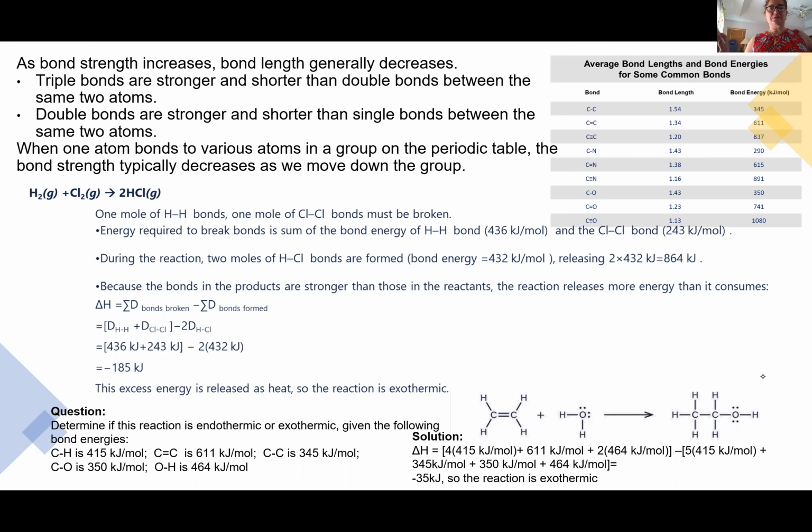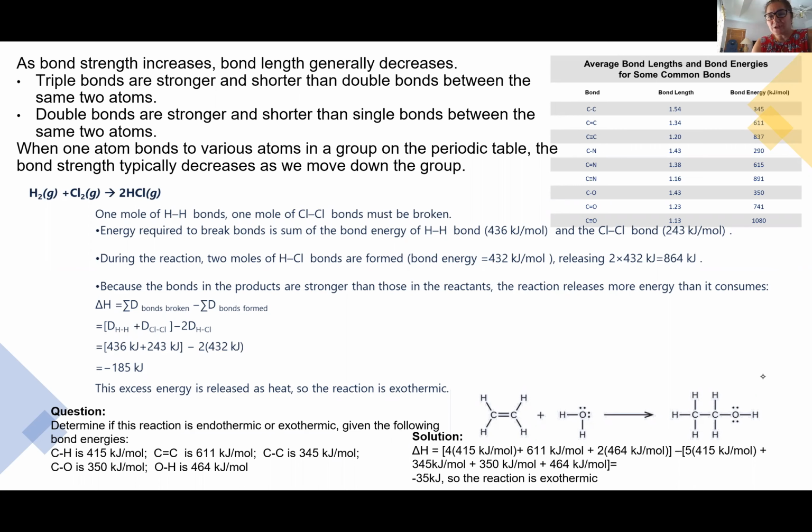So 2 of the same non-metal would be non-polar. 2 different non-metals would be polar. A metal with a non-metal would be ionic. And 2 metals, they never form a bond together. 2 metals, no bond formation.